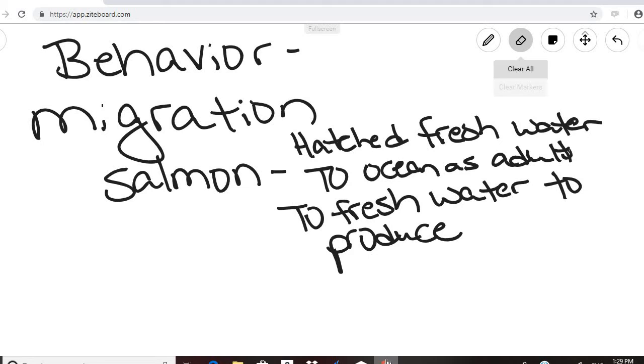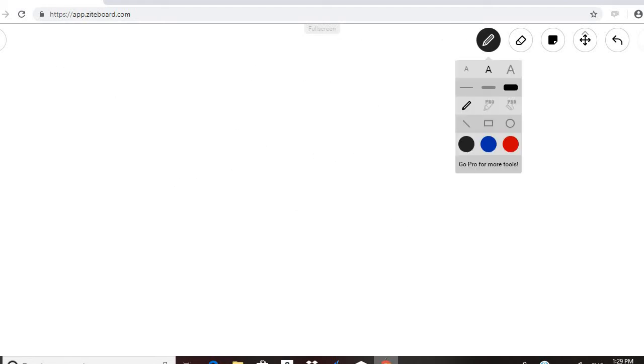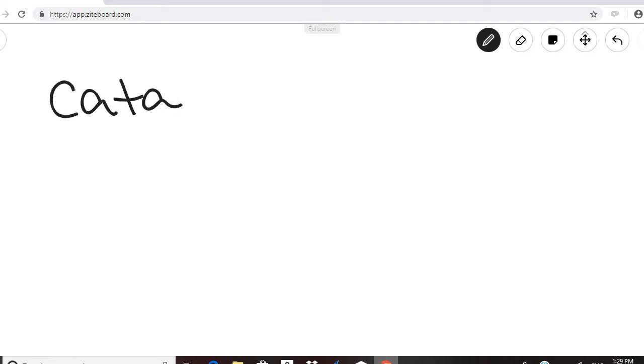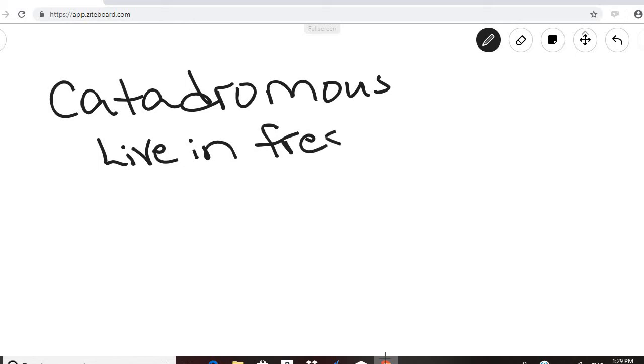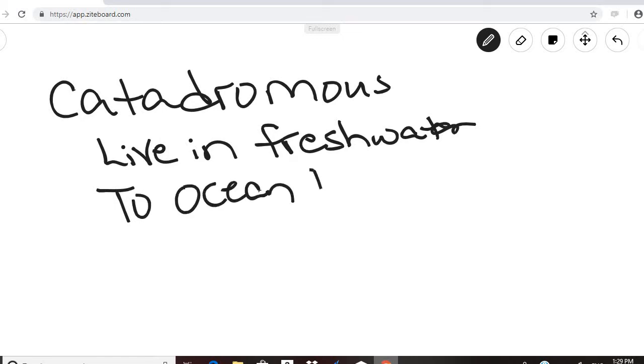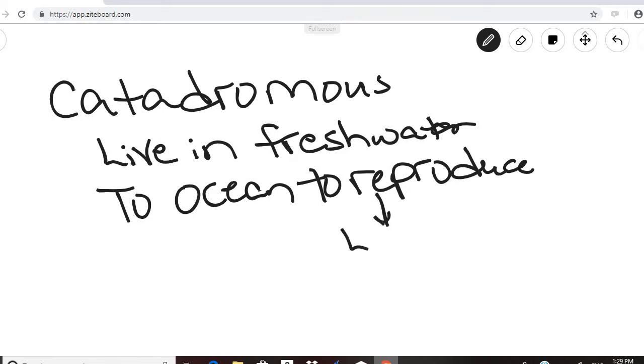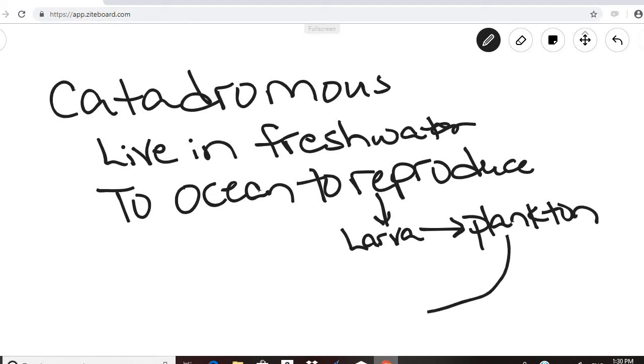Now there is another, besides anadromous: there are also fish that are catadromous. And catadromous, they do the exact opposite. So in catadromous, they live in fresh water. They go to the ocean, or in salt water, to reproduce. And then they come back as adults. And actually, when they go to the ocean to reproduce, they become larvae. And that larva kind of floats along as plankton. And then when they become adults, they go back to fresh water.